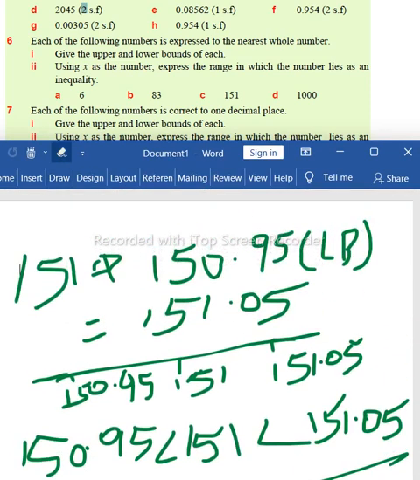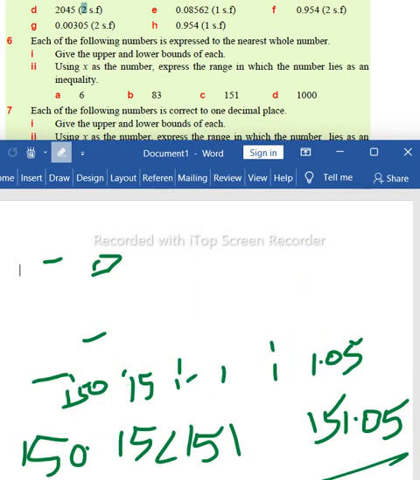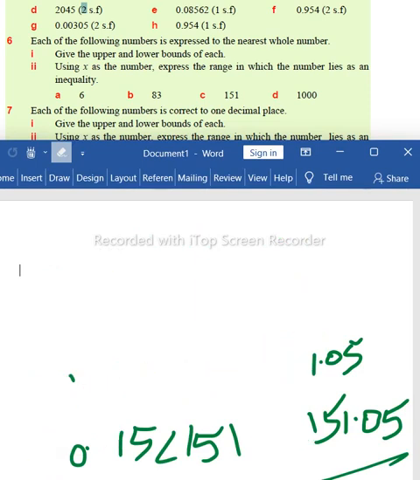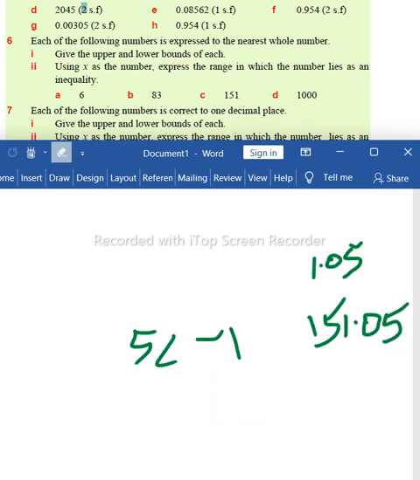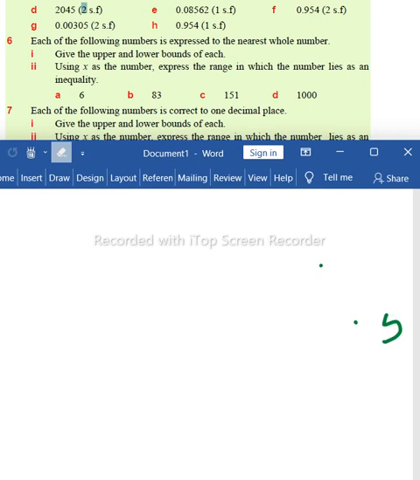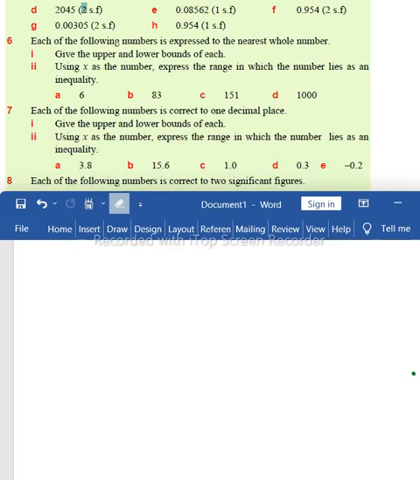So this is all about question number 6. Let us do question number 7. If you have any question on this, you can leave your question under the comment of this video. This is the same question as 6: finding the upper bound and the lower bound of the number, and putting them on the number line and writing the inequality. Let us do A and E, the negative numbers.